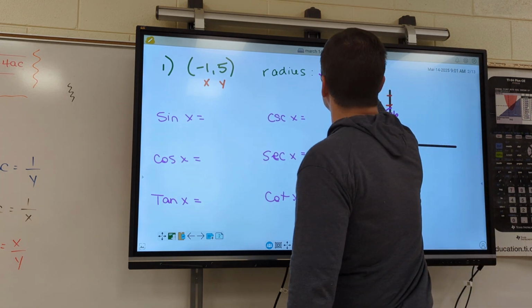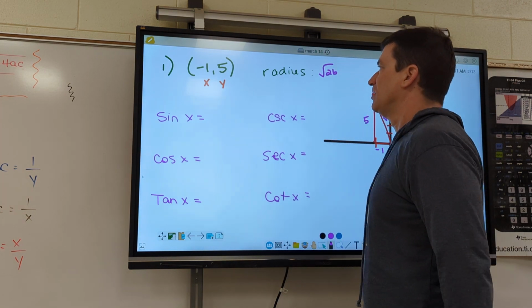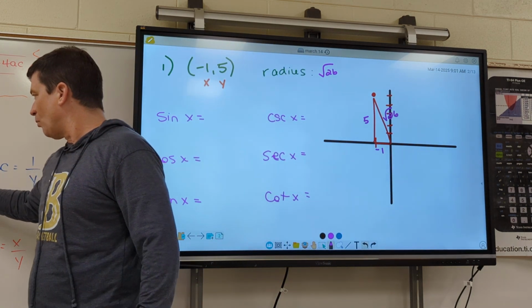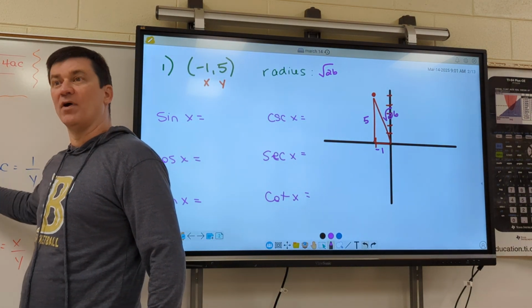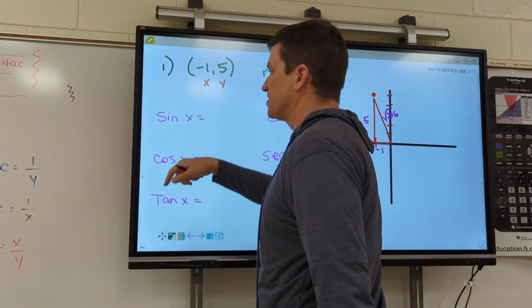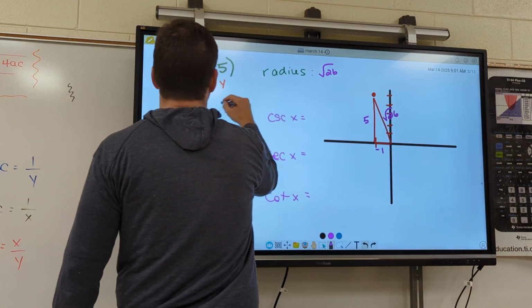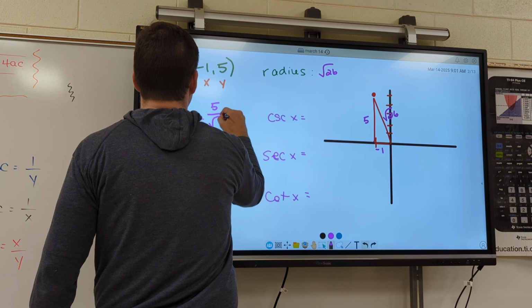All right, so now we can find our three answers. Our radius is root 26. So look, that's your X, that's your Y, that's your radius. The radius will go where the 1 is. So for the first one, sine, Y goes on top, the radius goes on bottom. So that's going to be 5 over root 26.